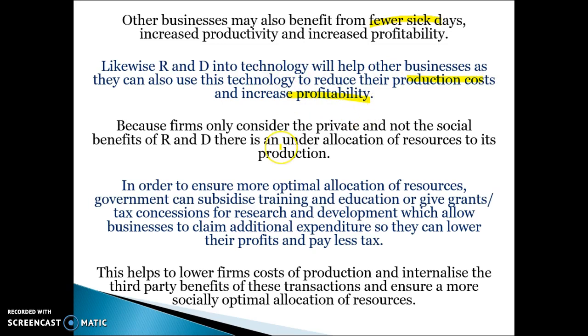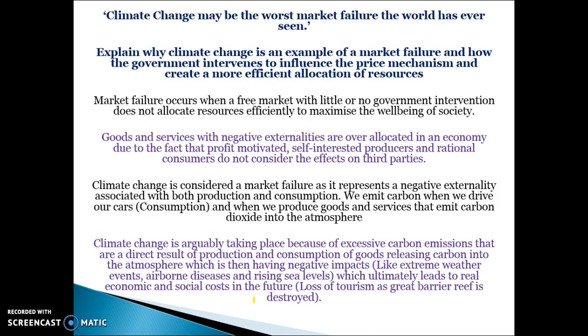So in order to ensure a more optimal allocation of resources, the government can subsidise training and education, which will lower the cost of production and therefore make them more viable. They can give grants or tax concessions, which allow businesses to claim additional expenditure for tax, which should also help to reduce firms' production costs. So this all helps to internalise the third-party benefits and lead to a more socially optimal allocation of resources.